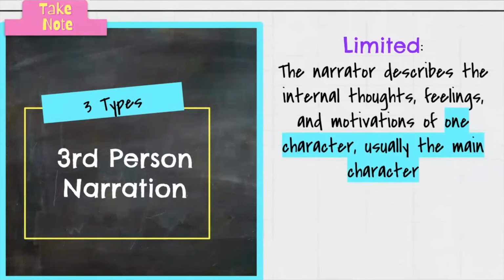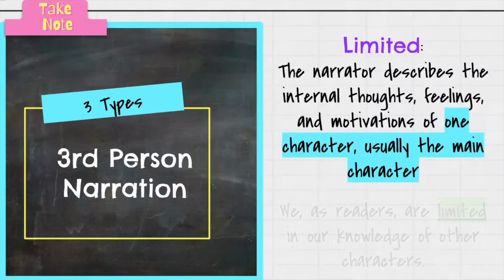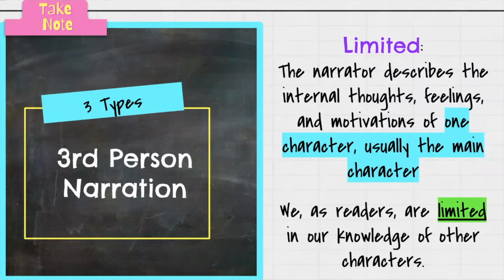The second type is limited. The narrator describes the internal thoughts, feelings, and motivations of one character, usually the main character. And this is like Harry Potter. We as readers are limited in our knowledge of the other characters.